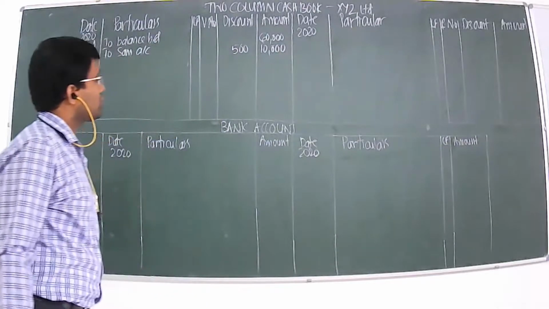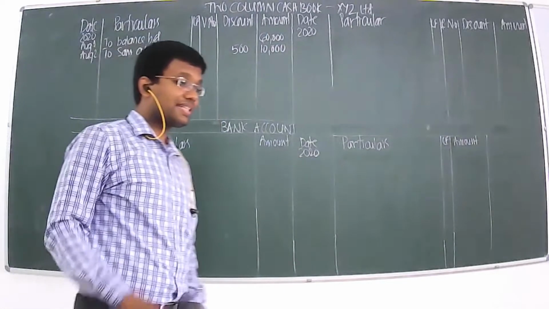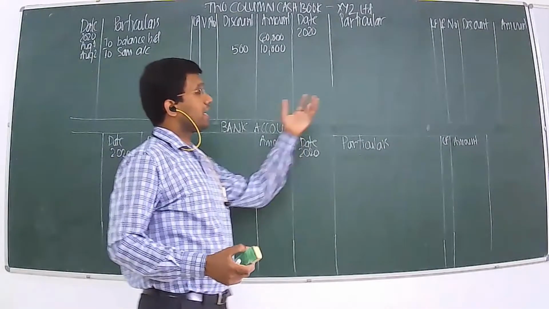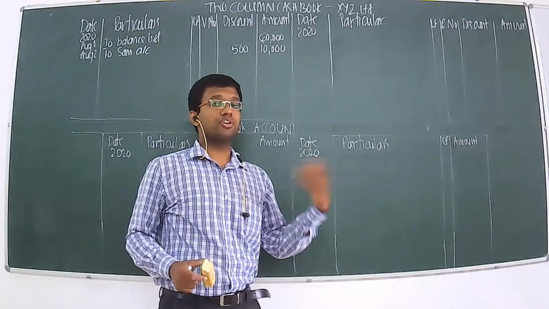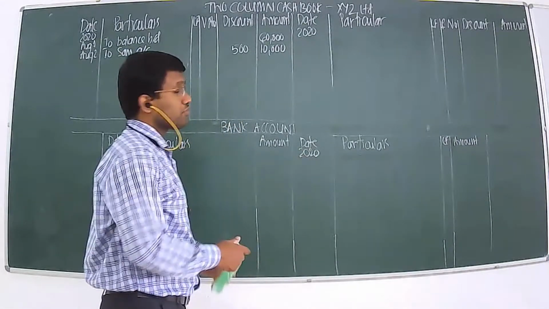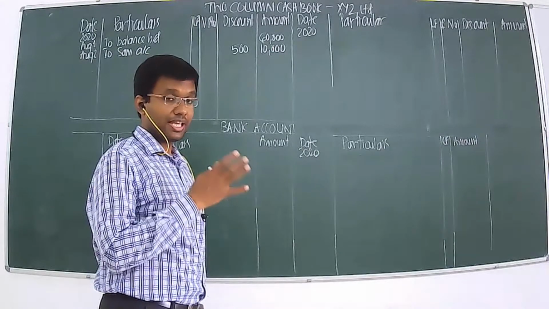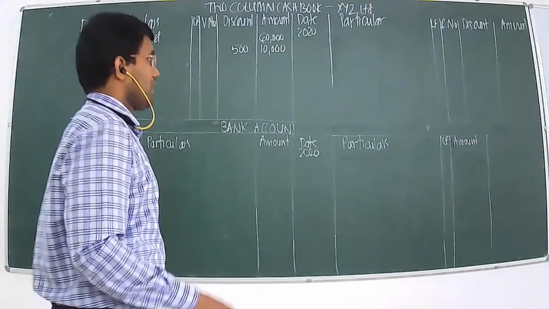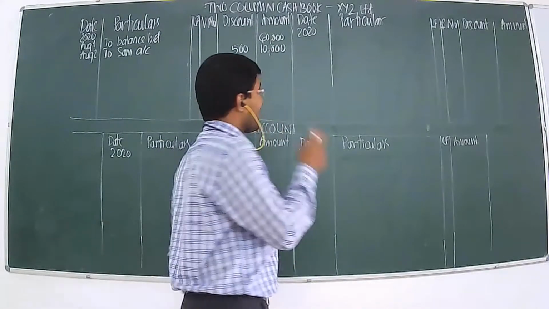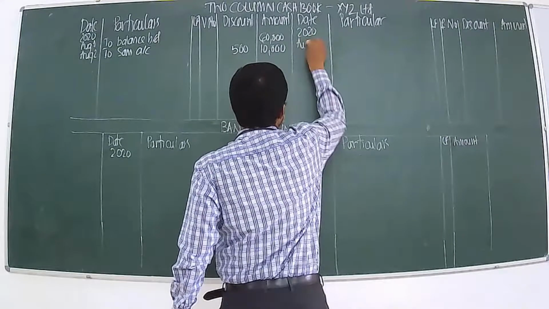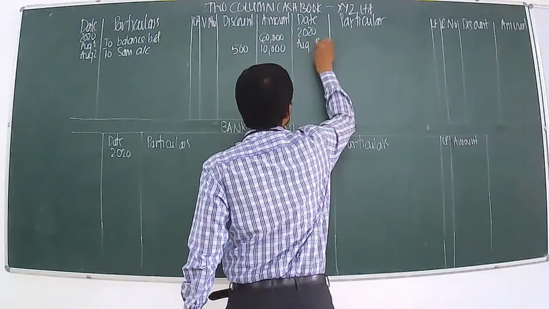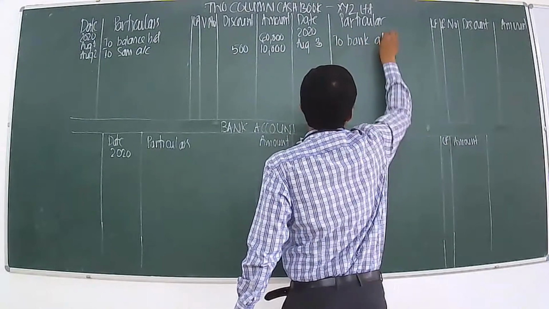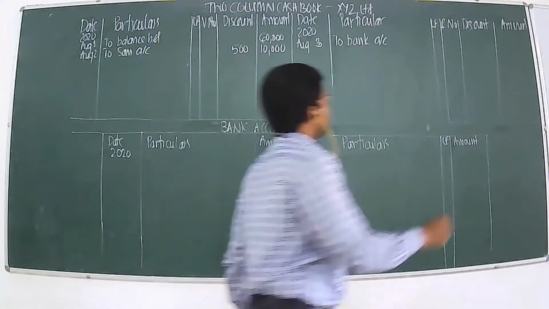Now let's look at the transaction on August 3rd. Deposited cash into bank. So what is happening is you're taking some cash from your office, going to the bank, and depositing it. When you take cash from your business to deposit into the bank, what would happen? Cash would be going out, which means that is a credit entry. So August 3rd, to bank account, and the amount is 25,000.